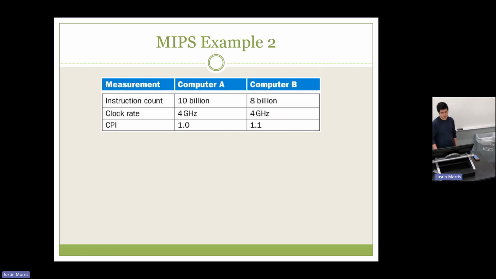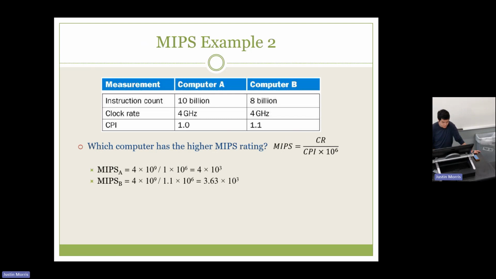So here's the same table, right? First question is which one has a higher MIPS rating? If we look at the equation and plug in everything for A, we get a MIPS rating of 4,000. If we plug everything in for B, we get a MIPS rating of 3,630. So A has a higher MIPS rating, right?